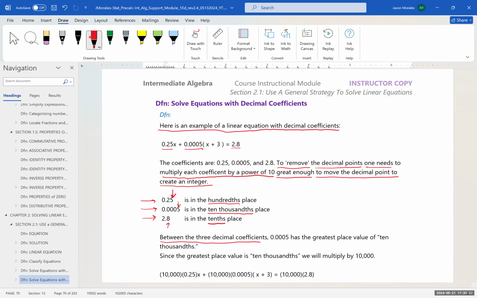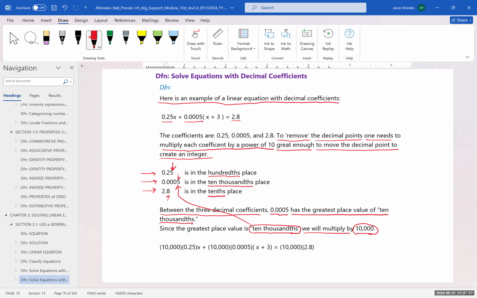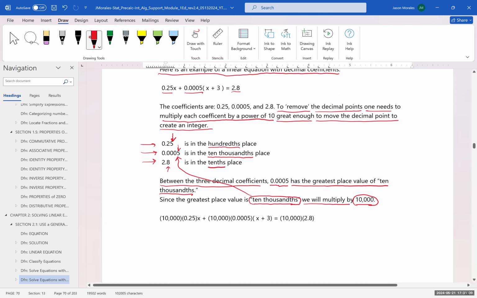So between the three decimal coefficients, 0.0005 has the greatest place value of ten thousandths. So since the greatest place value is ten thousandths, we will multiply by 10,000. So notice we're going to end up multiplying the entire equation by the same place value, 10,000, ten thousandths, as the greatest decimal place that we've got in the equation itself.